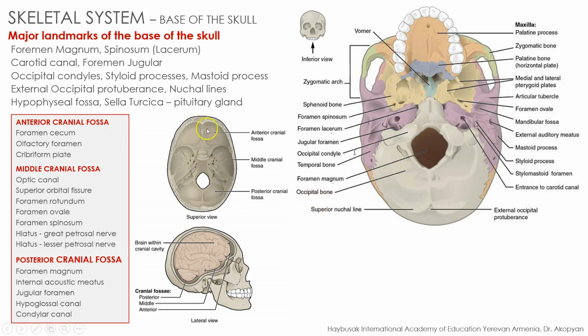As I said earlier, you have the anterior, middle, and posterior fossa, which house various foramina, openings, plates, and fissures. Each of these are passageways for various nerves, cranial nerves, branches of these nerves, arteries, veins, and various components.